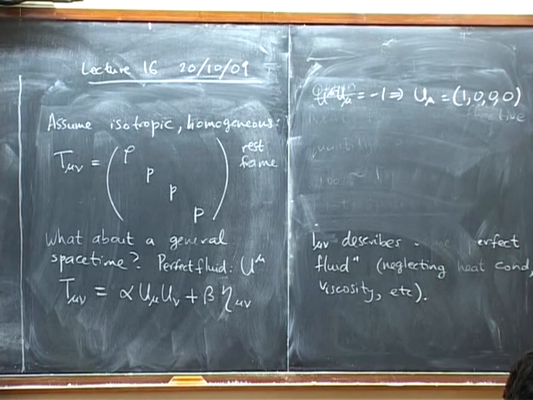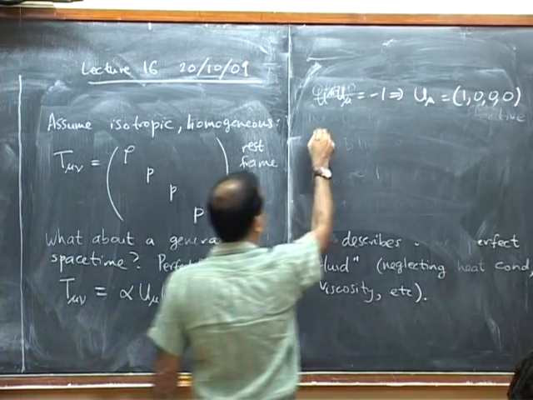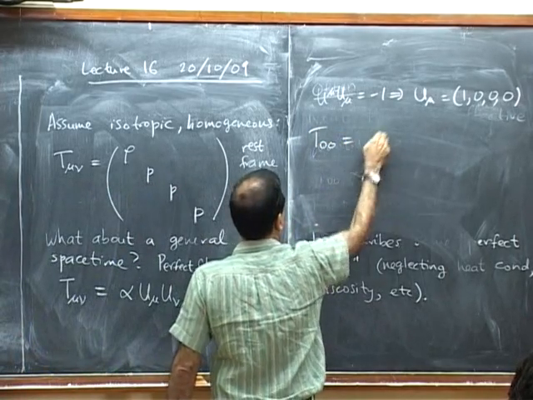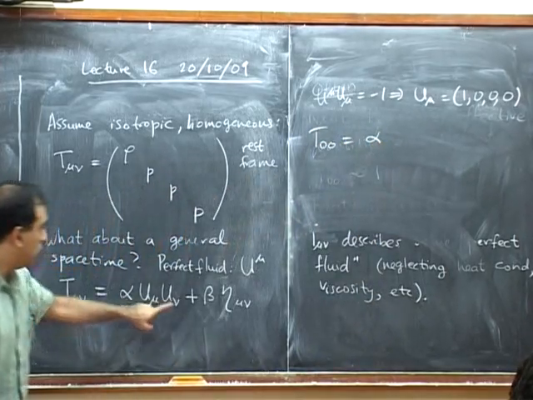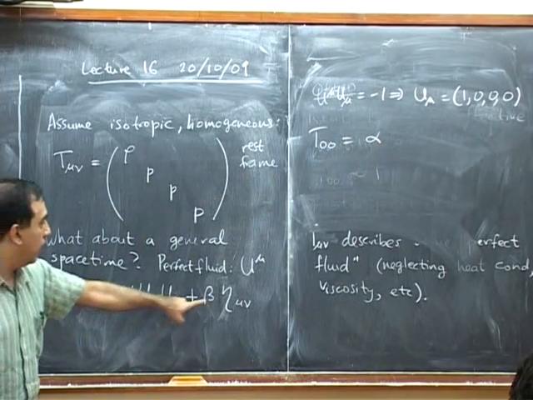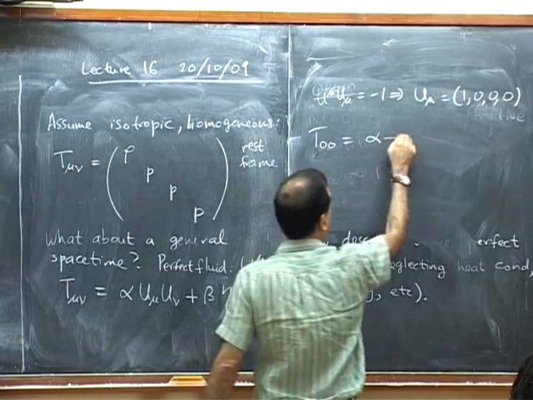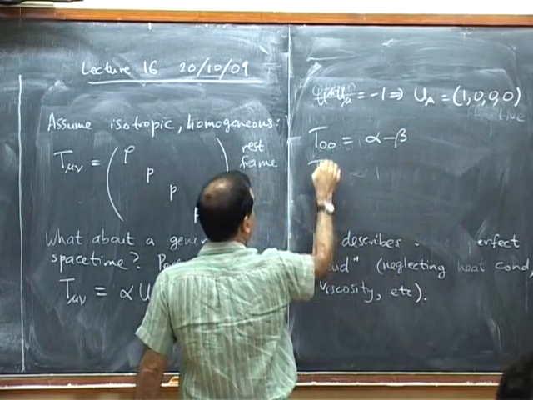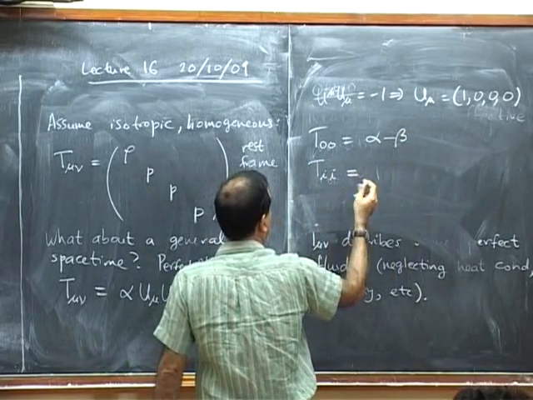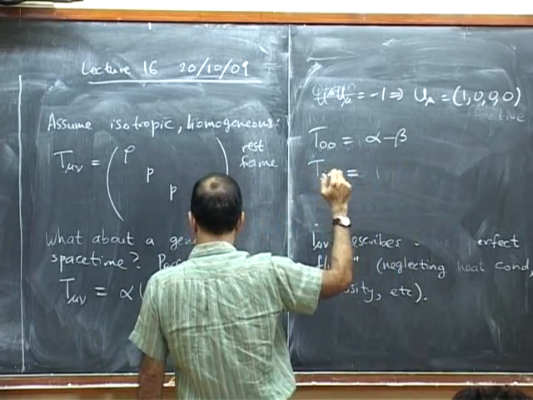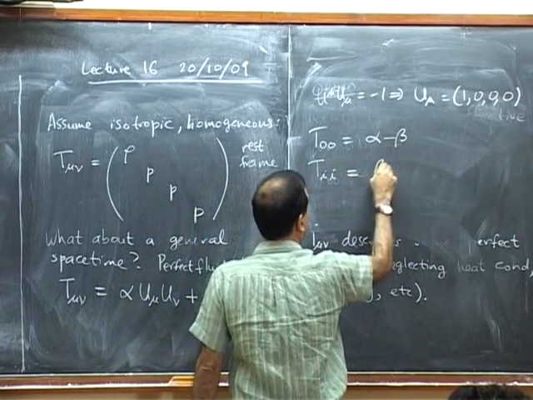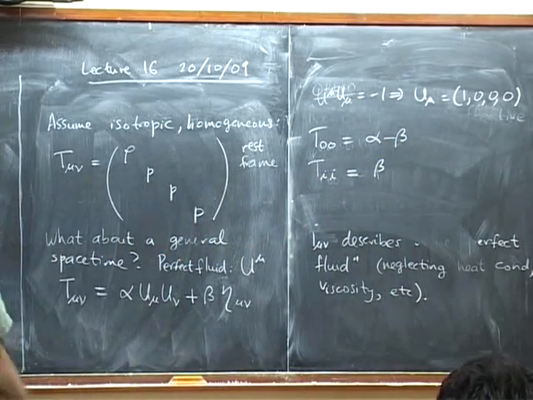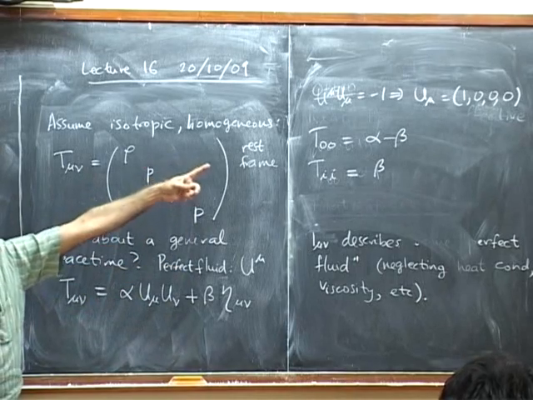In any case, now T is 0, 0. Therefore, T00 is alpha times u0 u0, which is 1, minus beta, because eta 0 0 is minus 1, while Tii is simply beta, because u in the rest frame is 1, 0, 0.